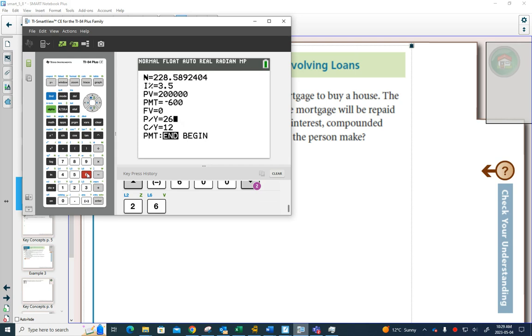So now if I solve for the number of payments, it's going to be bigger because I'm making more payments and they're smaller amounts. I can solve for this. 442.